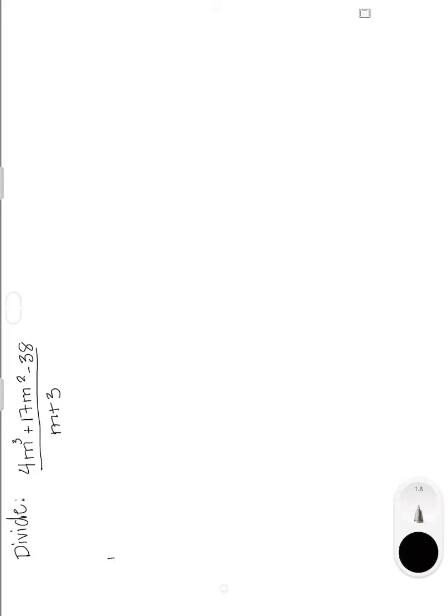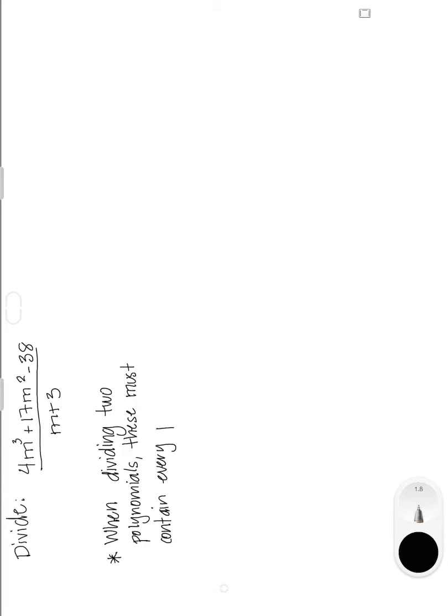So for this example, I want to go over one rule, which is when dividing two polynomials, this must contain every power from highest to lowest.